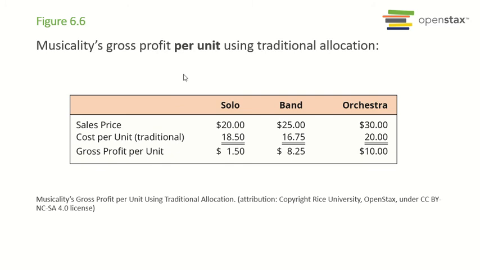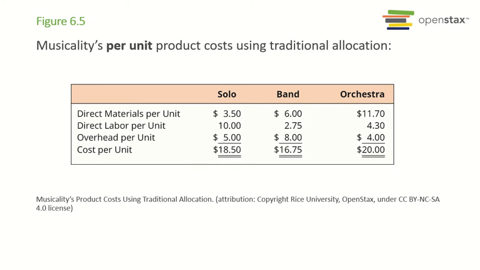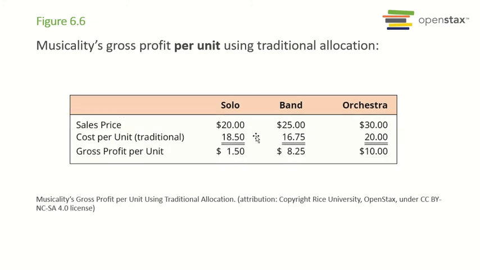So now we can calculate gross profit per unit. We know the sale price for each product, like for solo, the sale price is $20, and the cost per unit we just calculated is $18.50. So 20 minus $18.50, we get a gross profit per unit of $1.50. So that's the same concept for band and orchestra. We use the sale price per unit minus the cost per unit, we get the gross profit per unit.